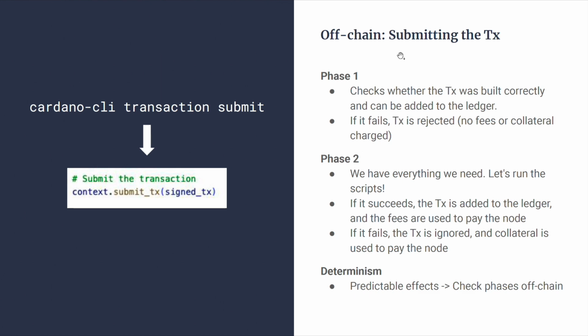Through this distinction between on-chain and off-chain, one nice thing is that we get determinism, so we have predictable effects. We also already know to some degree whether the transaction should pass or not, just from running it off-chain. Okay, so this concludes this introduction lecture to off-chain versus on-chain.